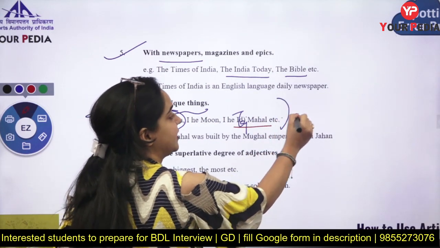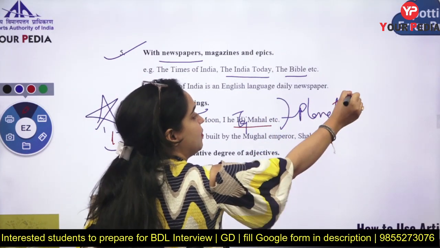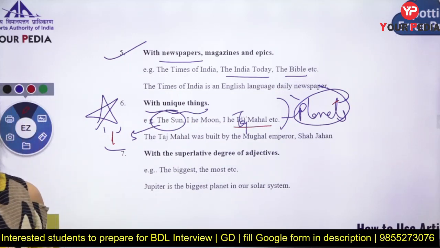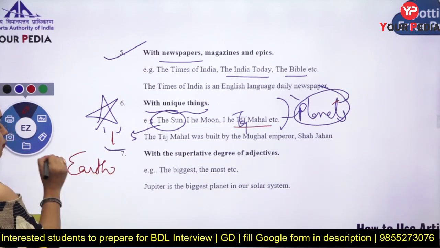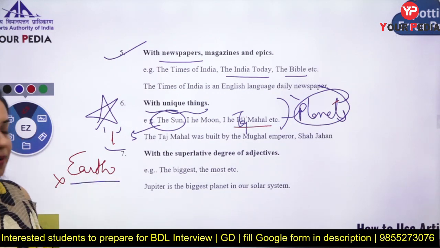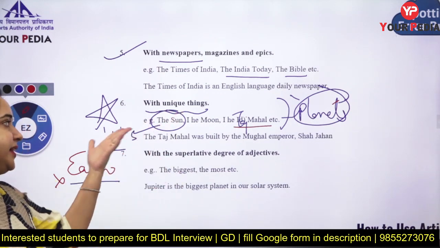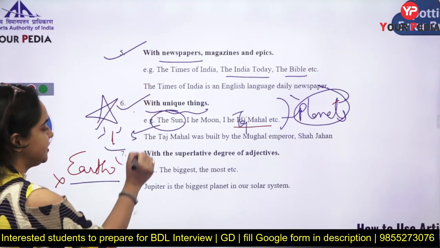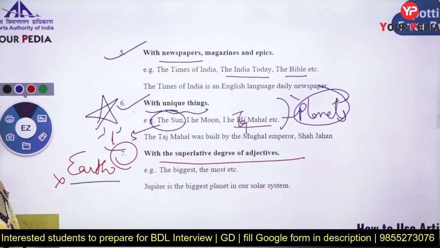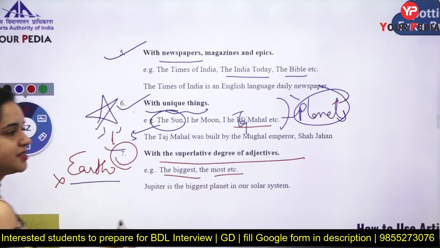Don't get confused with the names of the planets. Now I am telling you, with planets you won't be using the, right? Because we have a number of planets. Earth is a planet. So don't get confused, there would be no article with any planet. With unique things, with sun, moon and Taj Mahal or any other you find, we will be using the article the. Last but not the least, also with the superlative degree, like the biggest, the smallest, the most, or the most important. For the superlative degree, we would be using the article the with it, right?